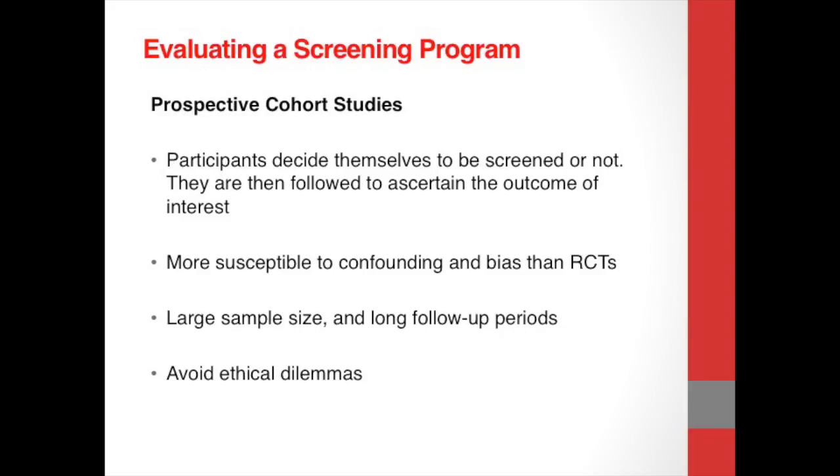Cohort studies can be used to evaluate screening programs. In this case, participants decide themselves to be screened or not, and they are followed to ascertain the outcome of interest. As we know, this type of design is more susceptible to confounding and bias than RCTs, but in some circumstances they constitute a good way to avoid ethical dilemmas related with screening.